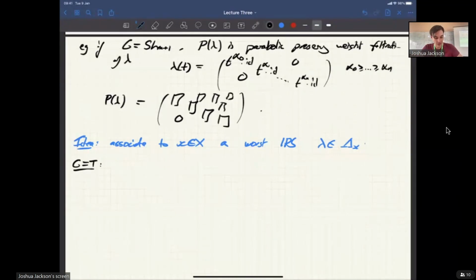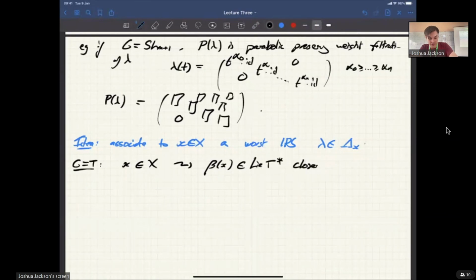Okay, so let me first talk about the case where G is a torus, because that's easier to understand. So given x in X, I can just associate to it this point, which I'll call beta of x, which lives in the dual of the Lie algebra of T, and this is the closest point to 0 on this convex thing, where I'm using this norm that I talked about before.